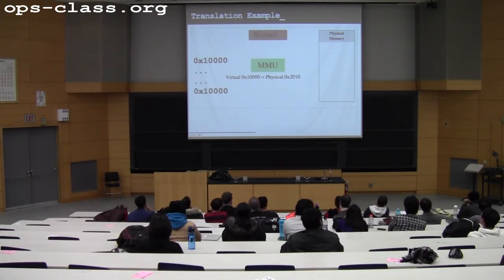Now the next time, here's the nice thing. I'm running along, and a couple instructions later, I use 0x10,000. What happens now?